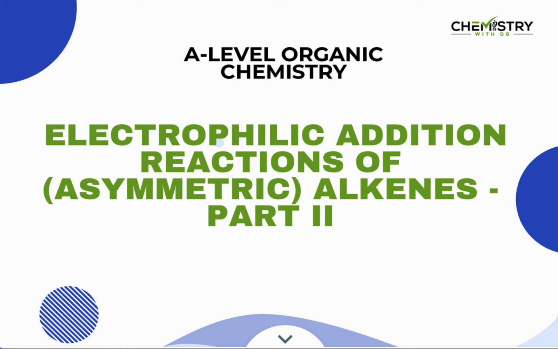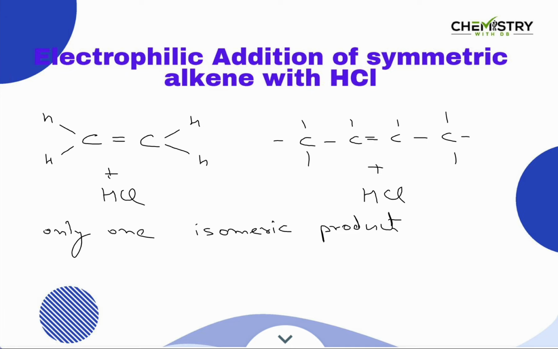So this is the second part of this video on electrophilic addition reactions. I'm going to explain how these electrophilic addition reactions take place in the case of asymmetric alkenes. So first of all, let's see what a symmetric alkene is. A symmetric alkene is one in which the double bond is symmetric, or balanced, in between. That means there is a symmetry we can see about the double bond.